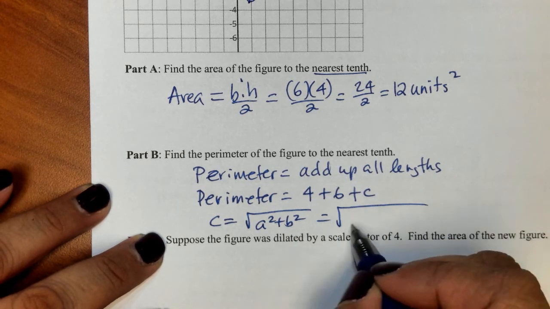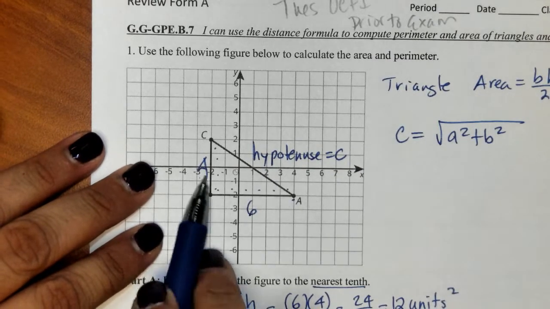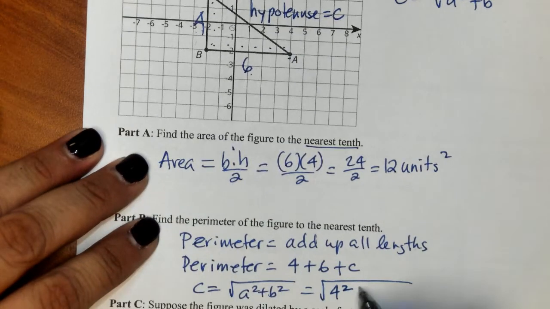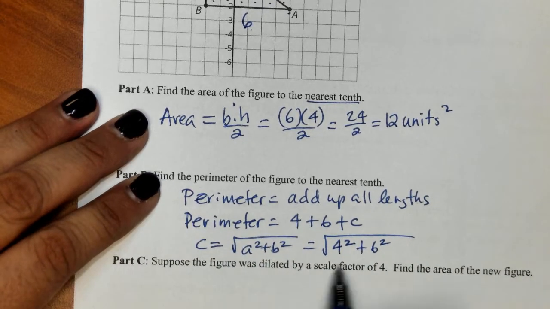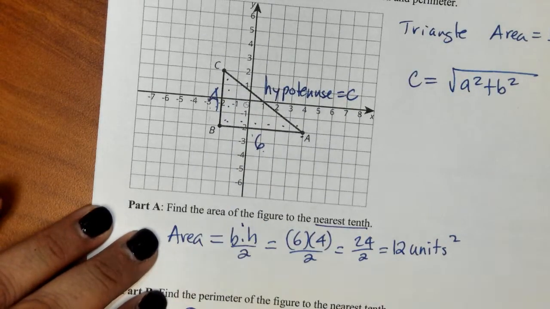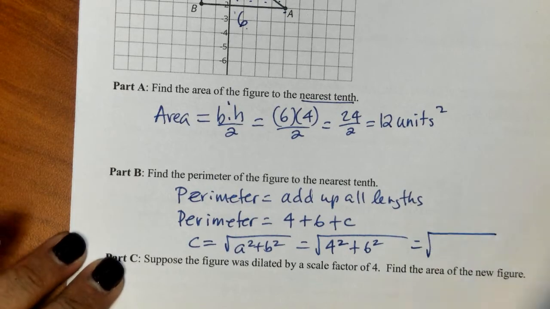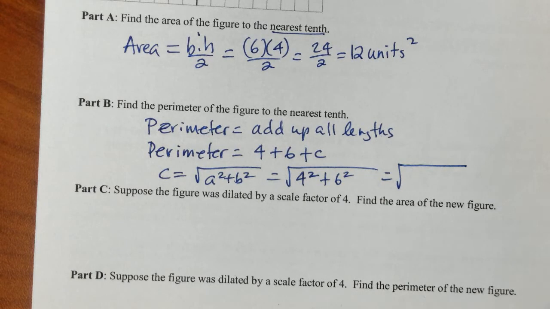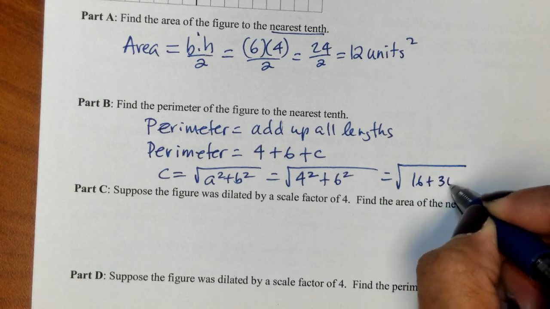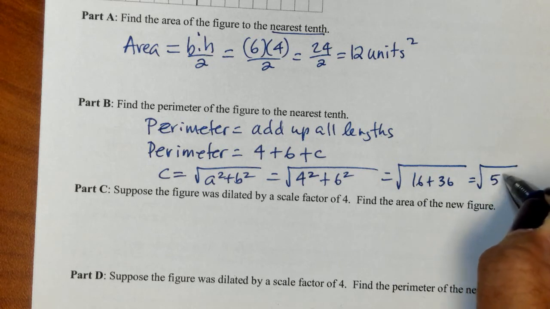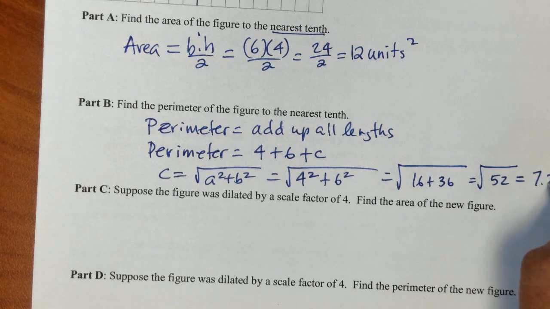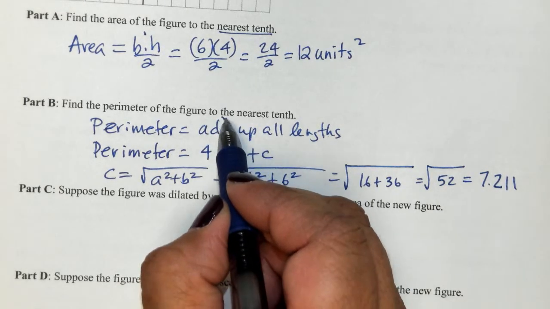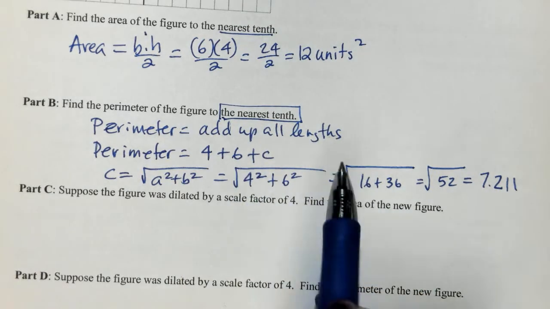Square root A squared. You can take any one of these numbers. It doesn't matter. I'm going to start with the 4 squared. The other one is the 6 squared. So if you've been wondering all this time where we're getting those numbers, it's the sides of your triangle. When we plug it in to the square root, we have 16 plus 36, which comes out to square root of 52, which comes out to 7.211.